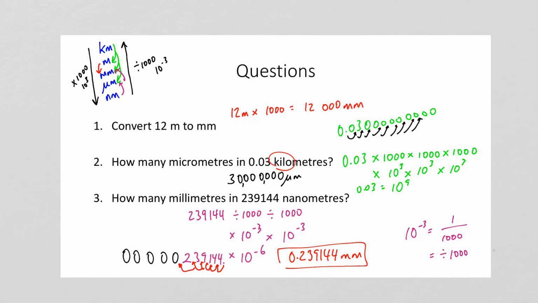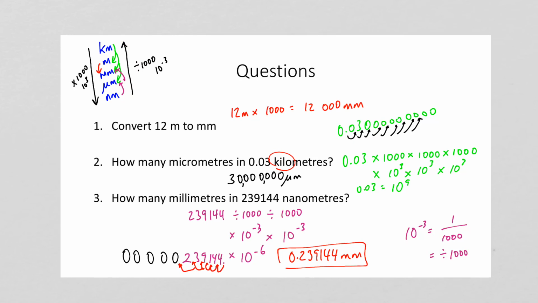So there are a number of different ways of doing this. The best way to do it is to use the 10 to the power, work it out that way. Don't forget your ladder. If you are confused about kilometers, millimeters, meters, nanometers, micrometers, draw that out, and remember, when you're going down the ladder, you're multiplying by 1,000.